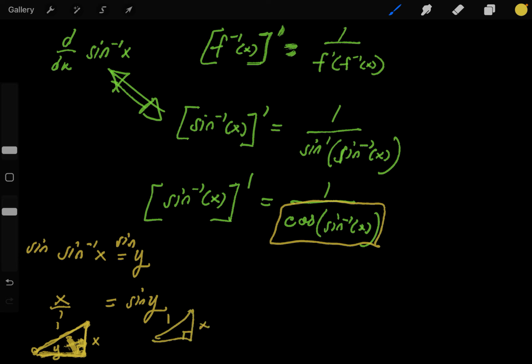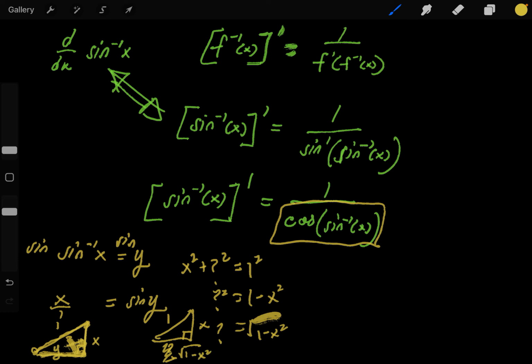What does the Pythagorean theorem say? x squared plus whatever this length is squared, which is what I'm missing, is 1 squared. I'm going to get that the question mark squared is 1 minus x squared, so it means the question mark is the square root of 1 minus x squared. And I have that missing side length as the square root of 1 minus x squared.